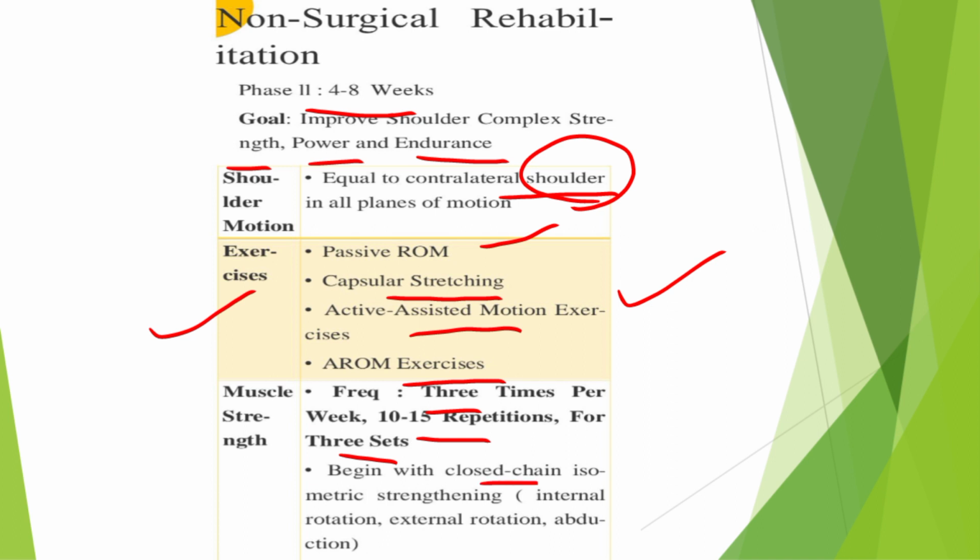Begin with the closed chain. Isometric closed chain means the distal joint remains fixed. Begin with closed chain exercises. Go for internal rotation, external rotation and the abduction movement in the 4 to 8 weeks of rehabilitation.